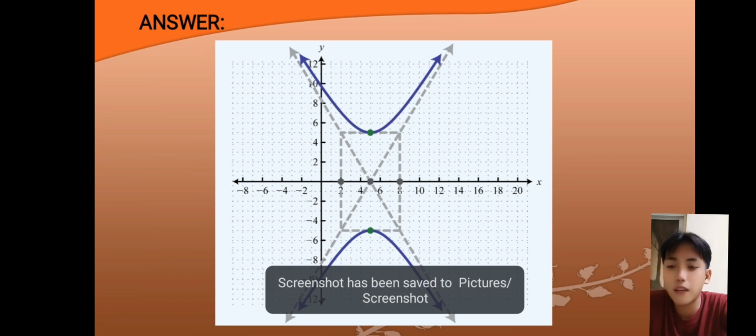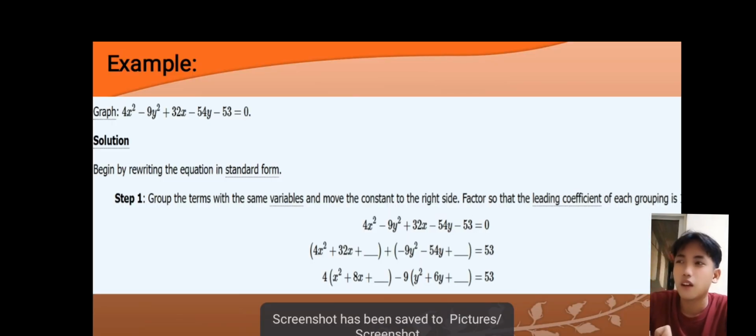So what if the given equation of our hyperbola is not in the standard form? What will we do? So an example of this: 4x squared minus 9y squared plus 32x minus 54y minus 53 is equal to 0. So step 1, group the terms with the same variables and move the constant to the right side, factoring so that the leading coefficient of each group is equal to 1. Very good.